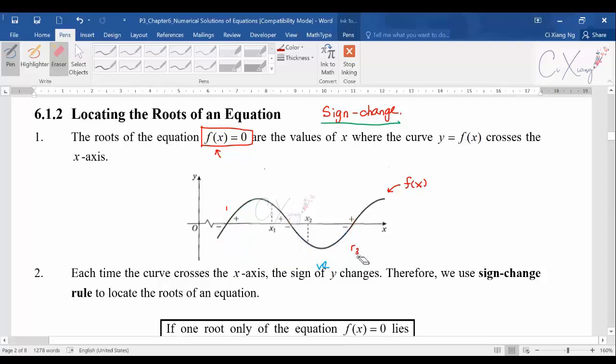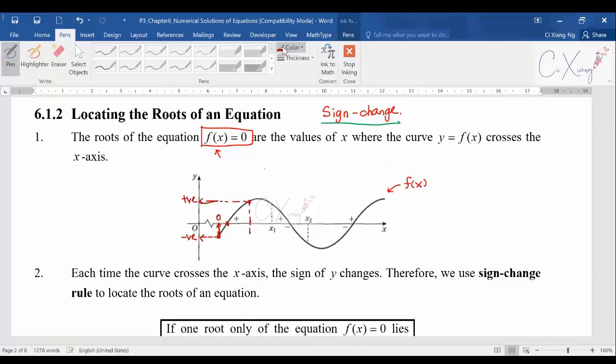As an example, let's say I don't know what my root number 1 is. But maybe I substitute the value 0, and then I get a negative value, correct or not? Then maybe I choose another value, let's say 1, so I substitute the value 1, and then I get a positive value. From here, what can you observe? You will see that between 0 and 1, I got a sign change, right? Because I got a sign change, it means the root lies between 0 and 1.